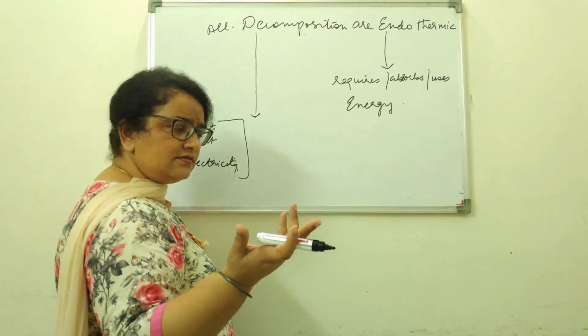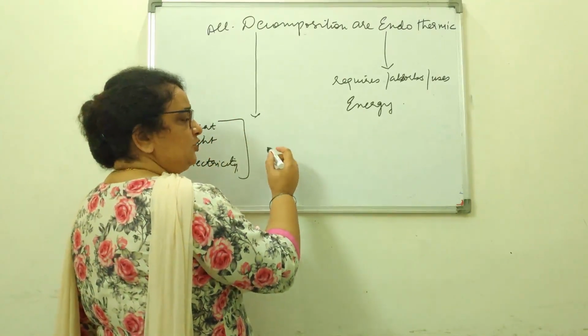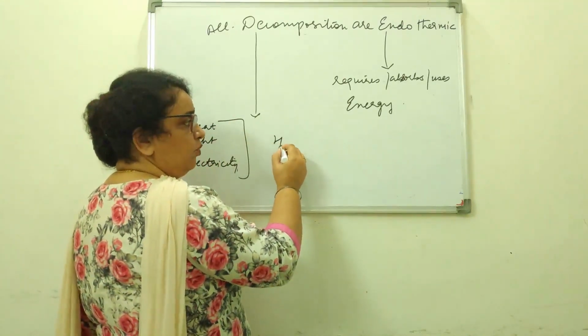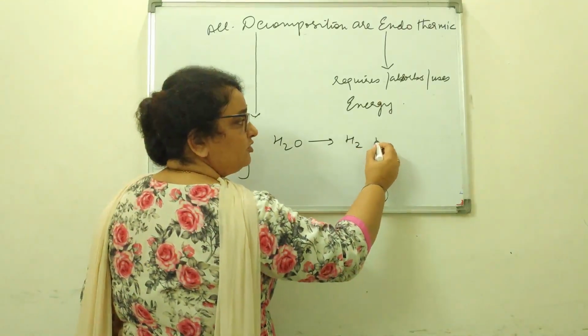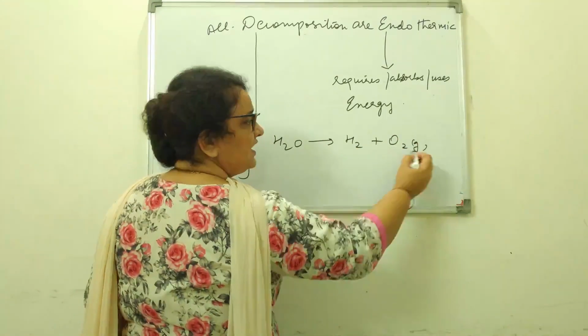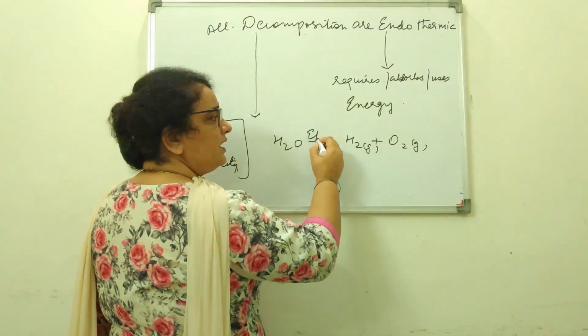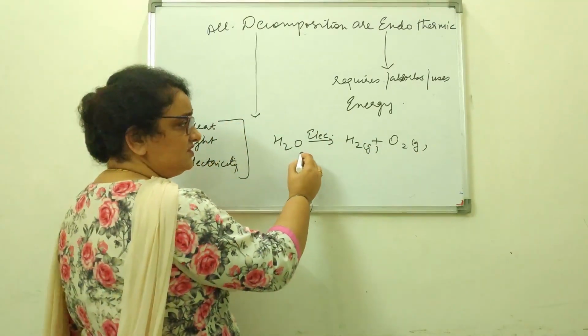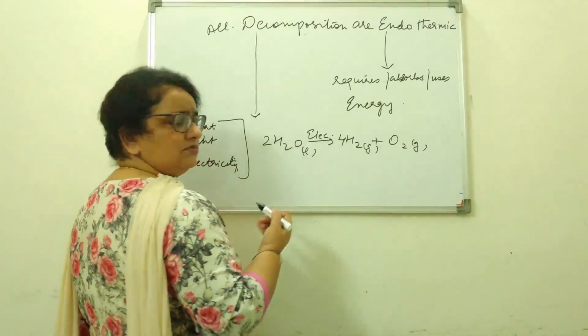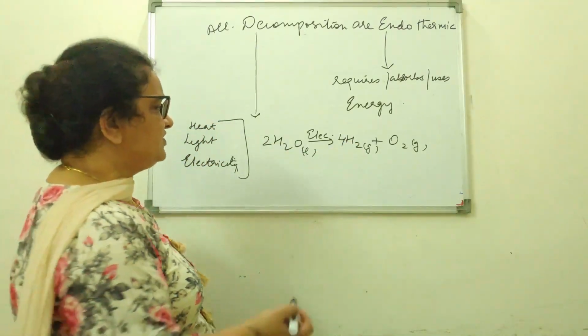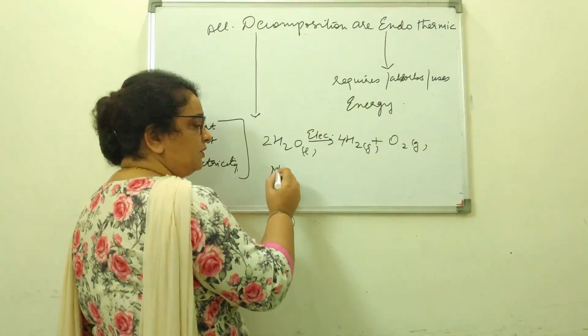Only 2-3 lines. Example you can take, say, for splitting the water molecule into hydrogen and oxygen gas, we require energy in the form of electricity. Balance it, 2, then this 4. Is it okay? One example is sufficient. You can give another example also.